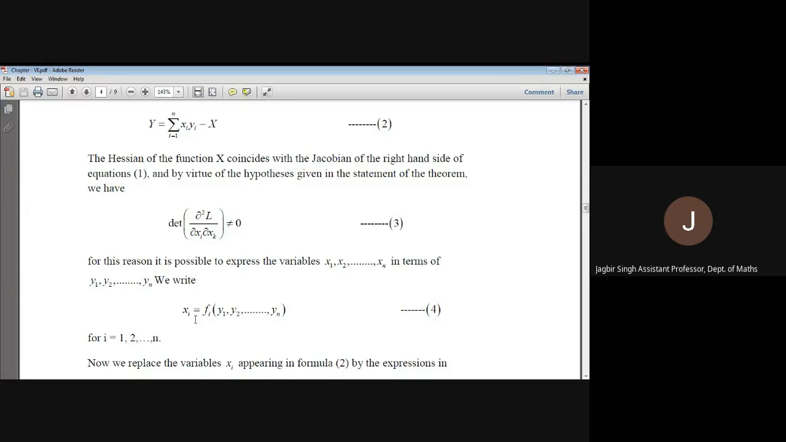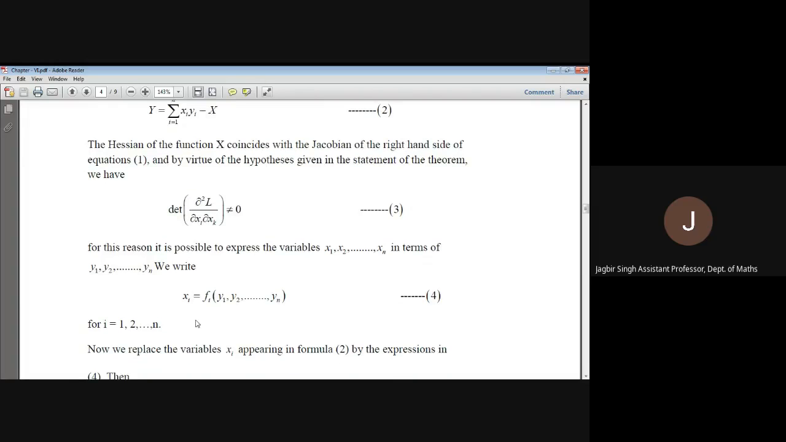Then y will be a function of y1, y2, yn only. Because xi is replaced in the first summation, and in X also, x1, x2, xn are replaced by these functions. So the whole expression on the right-hand side is in terms of y1, y2, yn only, and hence y is a function of y1, y2, yn. So the function is obtained.